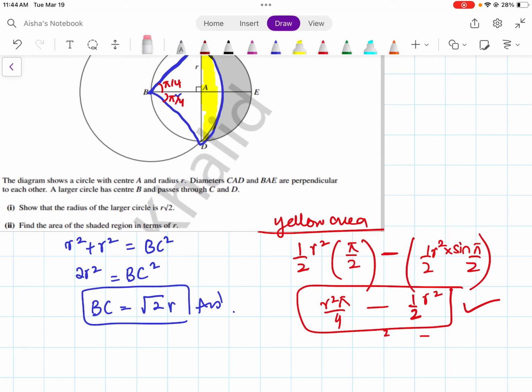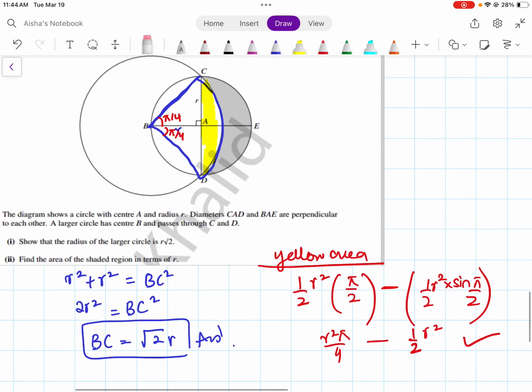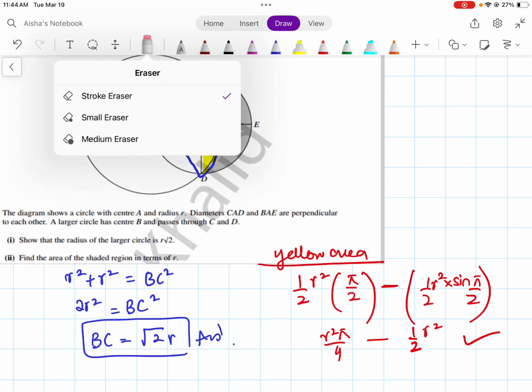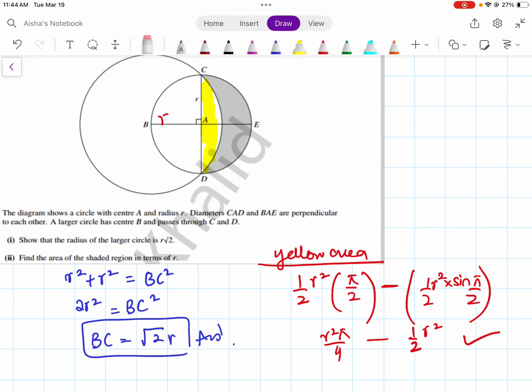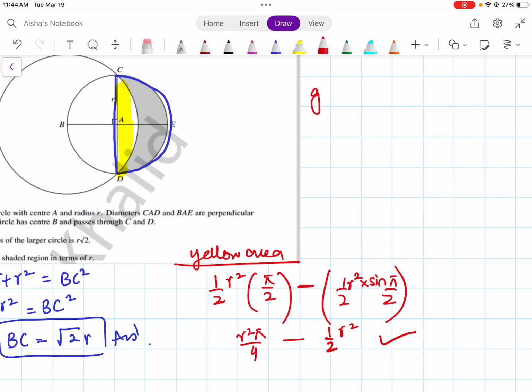Not really, I think this is fine. You don't need this. Okay, now let's consider this semicircle. If I subtract this area, I will get the gray area. So let's do the gray area part.